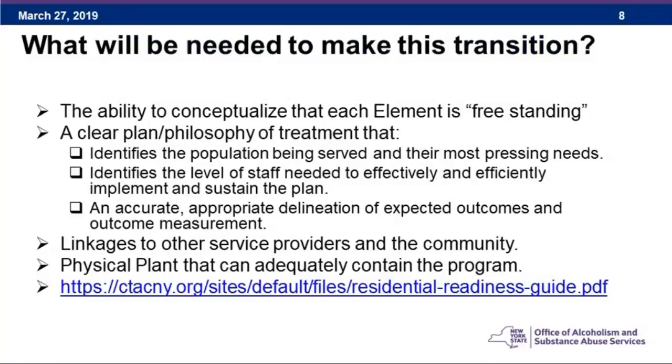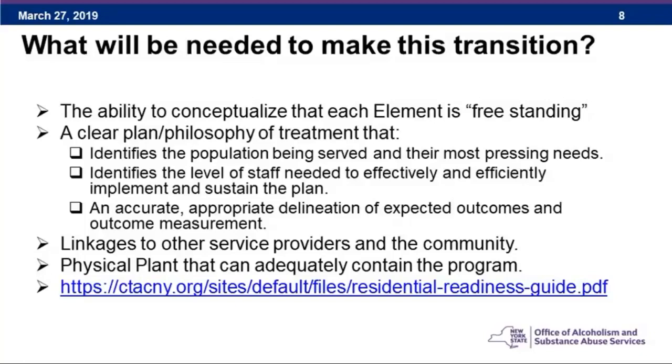So what's needed to make all of these transitions to 820? And so we talk about an ability to conceptualize that each element is freestanding, right? There are both clinical implications to this transition as well as administrative implications that require your consideration before applying for Part 820.